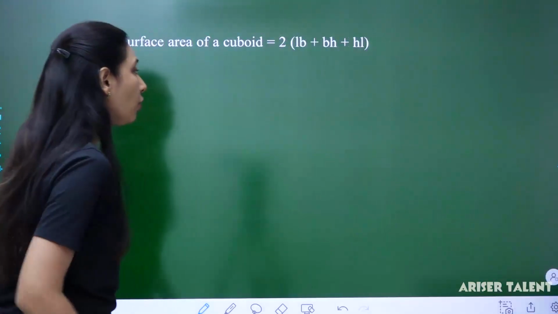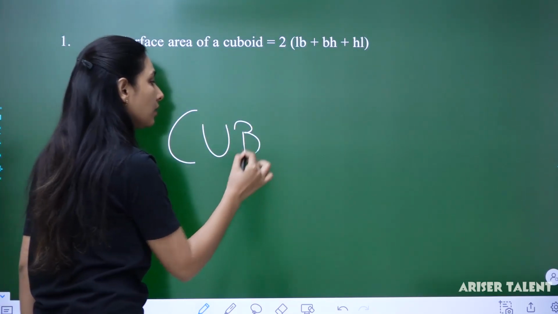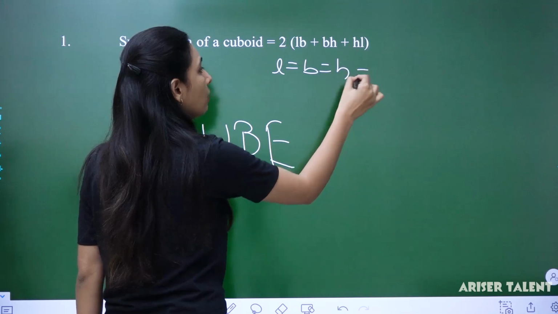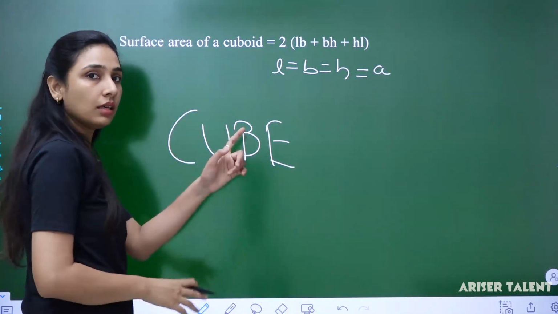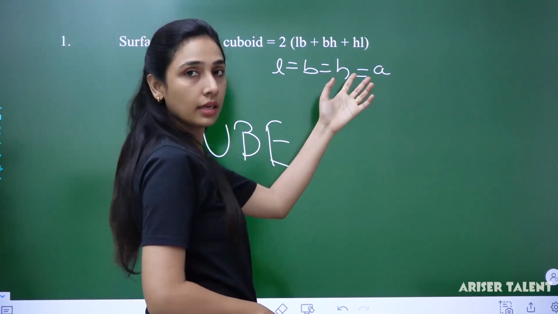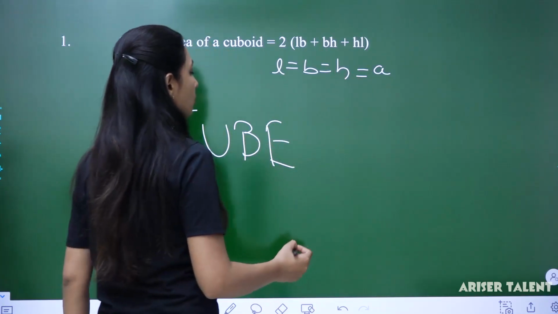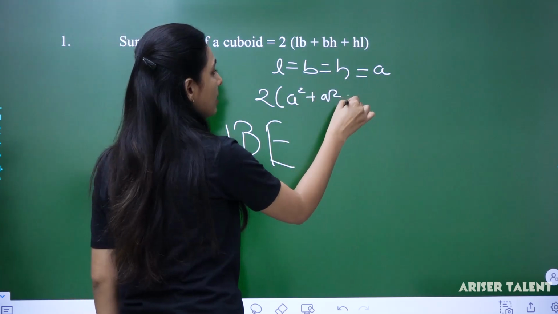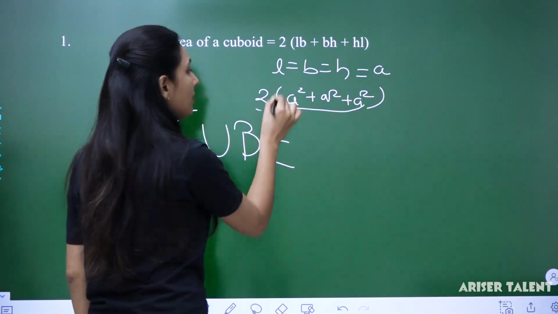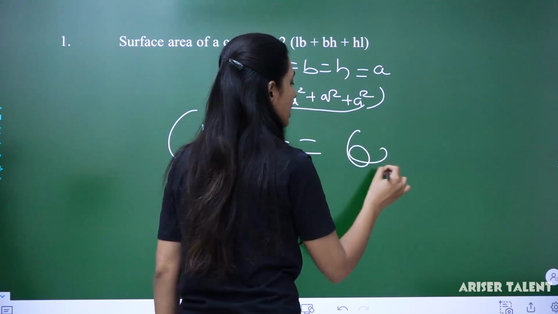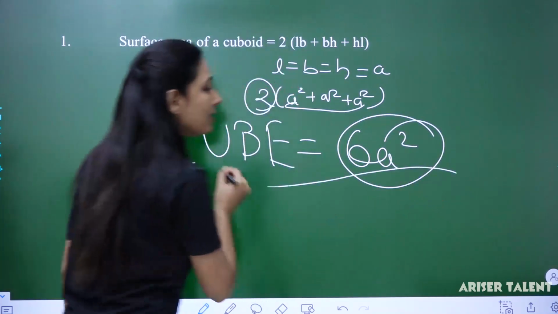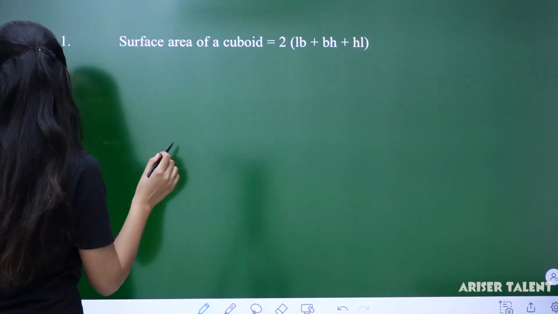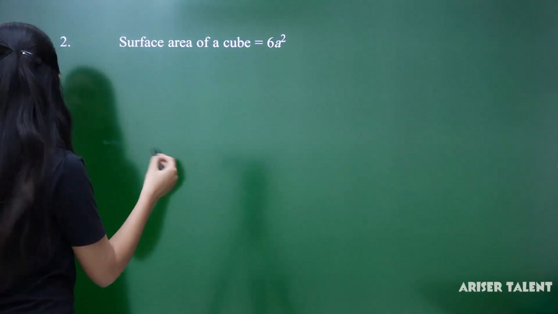Now when we talk about a cube, you replace L = B = H = a, the edge. So the surface area will be 2(a² + a² + a²), that is 3a² multiplied by 2, which equals 6a². This will be the surface area of a cube, which is given here also.